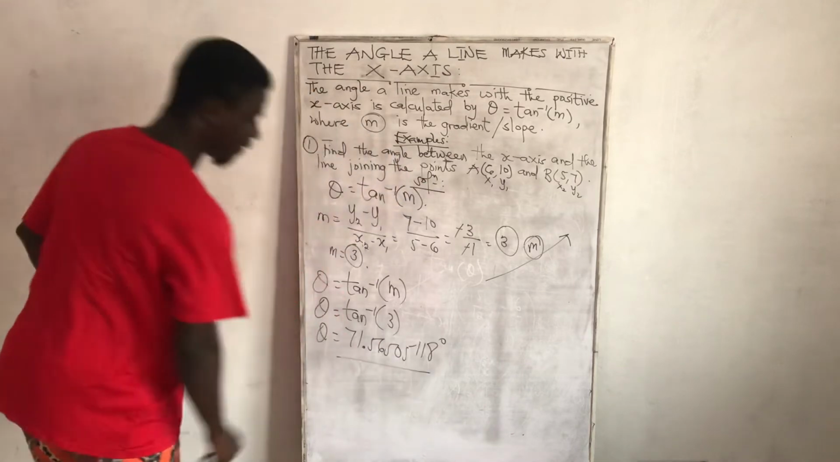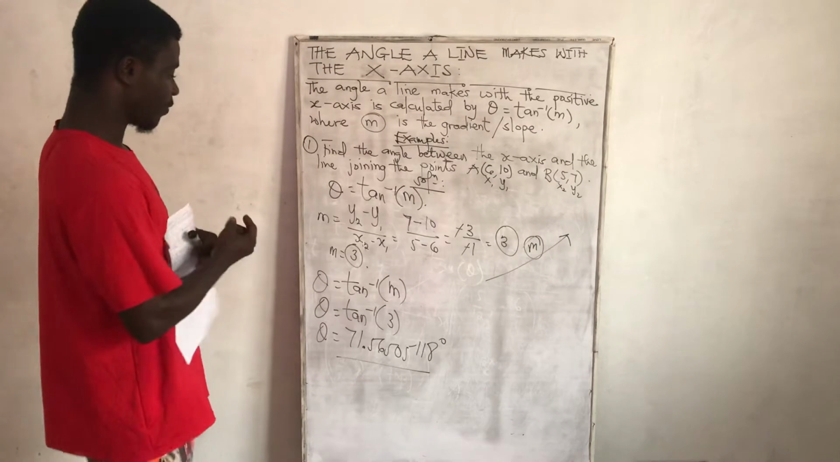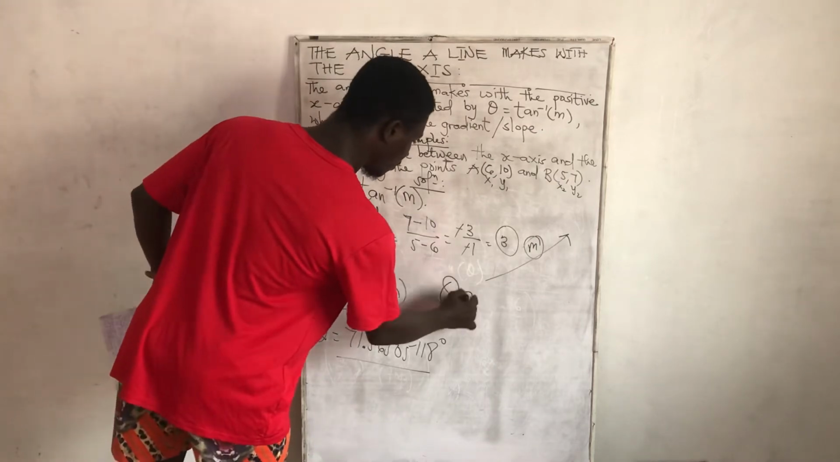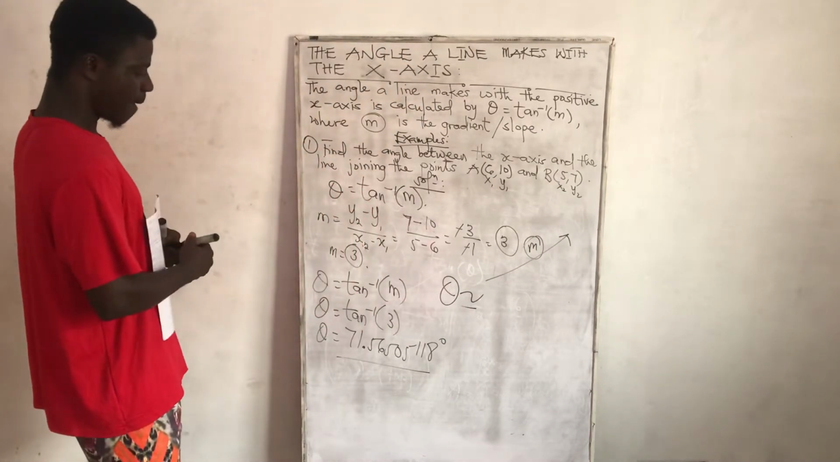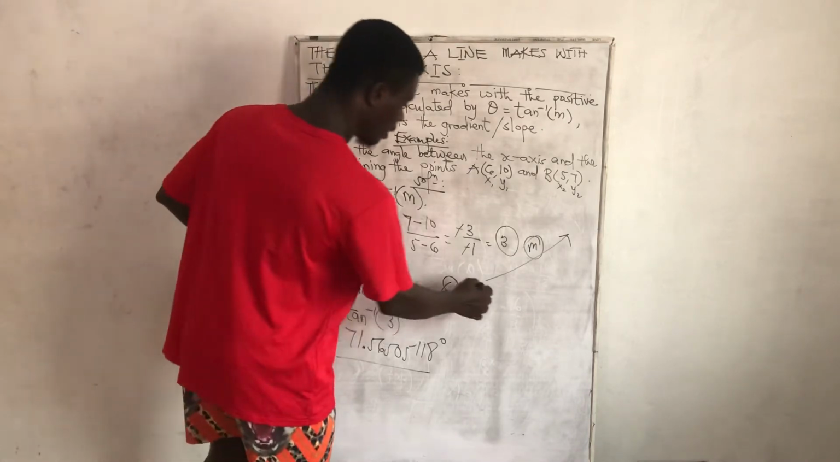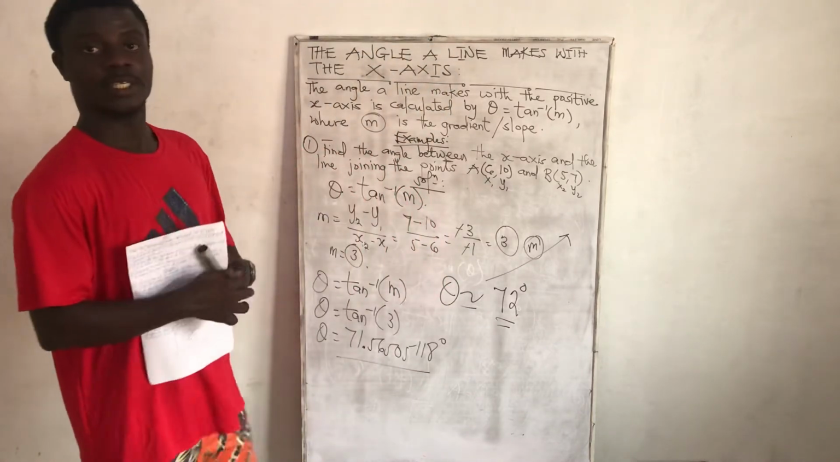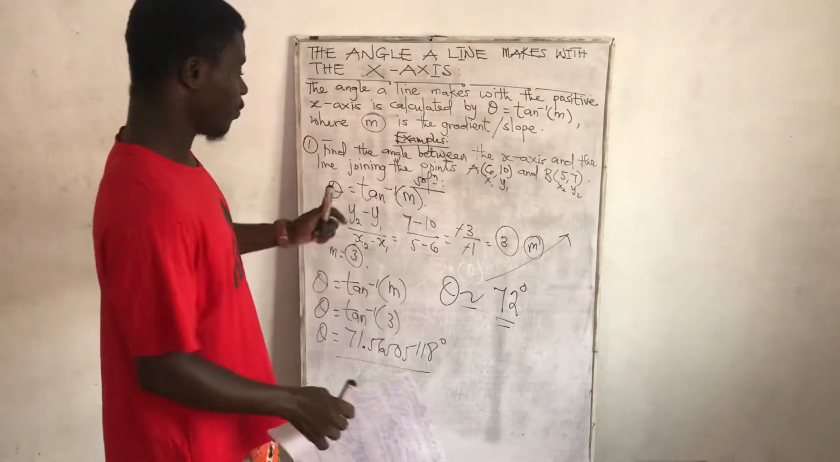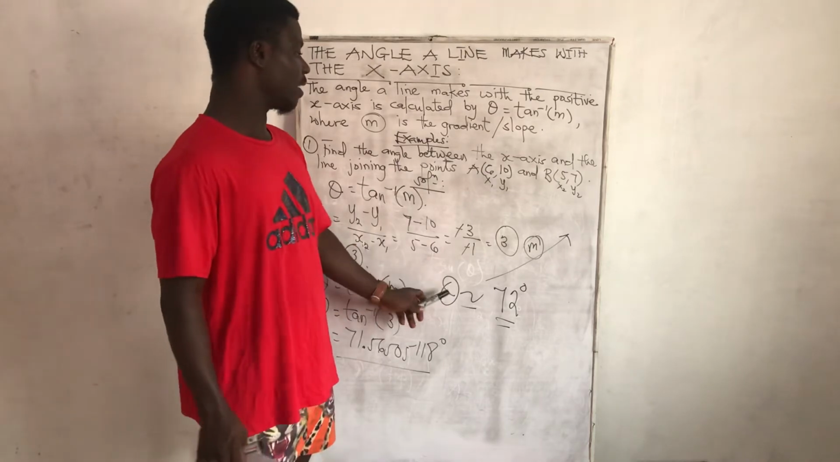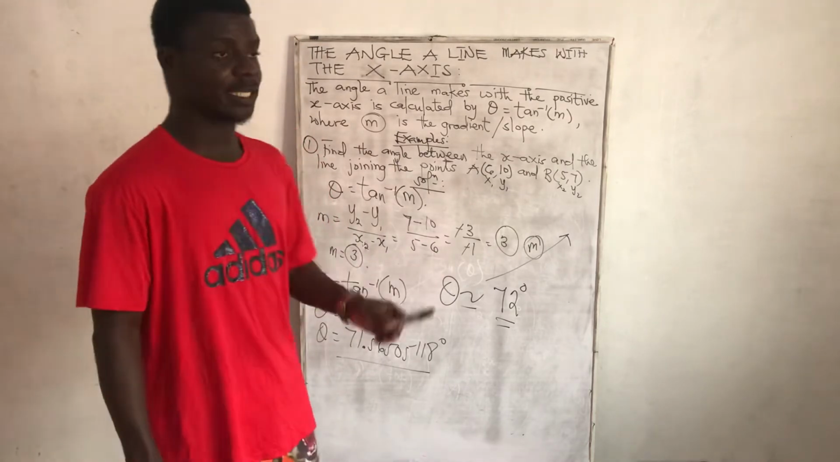71.5650518 degrees. So to the nearest whole number, to the nearest degree, we get 72 degrees. That's the angle between the x-axis and the line.